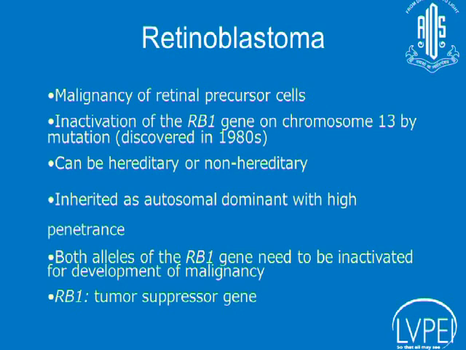And both alleles of the gene need to be inactivated for the development of the malignancy. So you normally have 2 copies of every gene, or 2 alleles of every gene in the genome, and so you need both the alleles to be inactivated for the tumor to manifest.